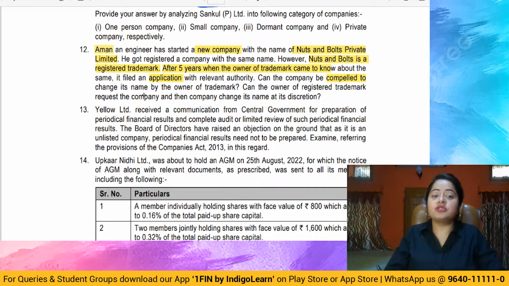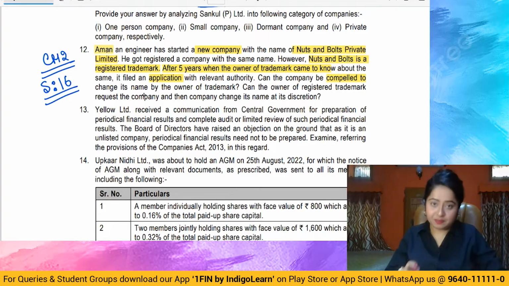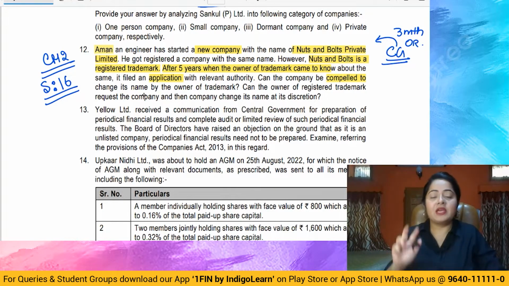Can the owner of the registered trademark request the company, and the company change its name at its discretion? So here, this question is coming from your chapter 2, incorporation. The relevant section is section number 16, which talks about rectification of the name. So if two companies have been created with very similar, resembling or identical names, and the central government finds out about it, then the central government can order the company to change the name. 3 months will be allowed and an ordinary resolution will have to be passed by the company.